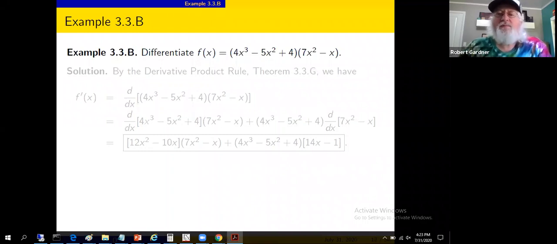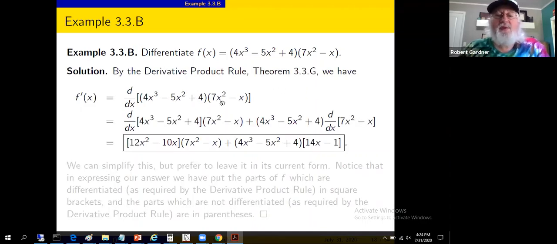Differentiate this product. Okay, a product of two polynomials. If I was stubborn, I could multiply this out and then just differentiate it as a polynomial, but we're trying to illustrate the product rule here. And I can make things more complicated where you'll have to use a product rule. For now, let's keep it not very complicated and illustrate the product rule.